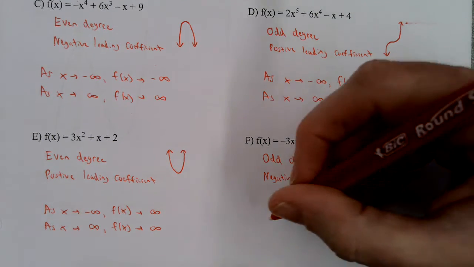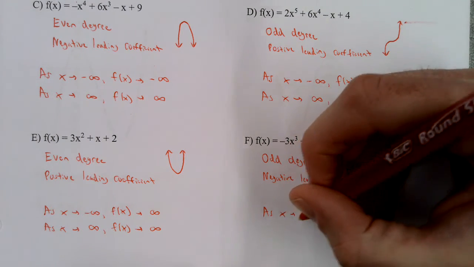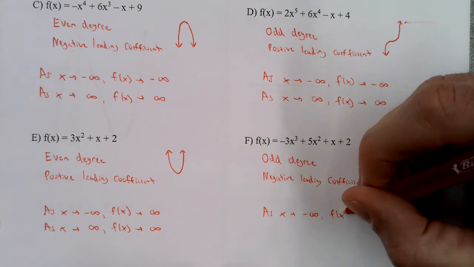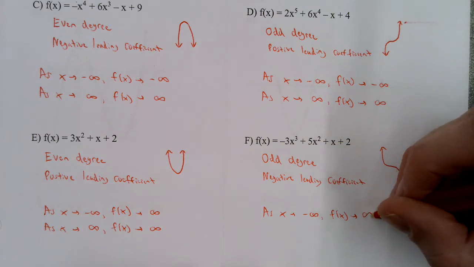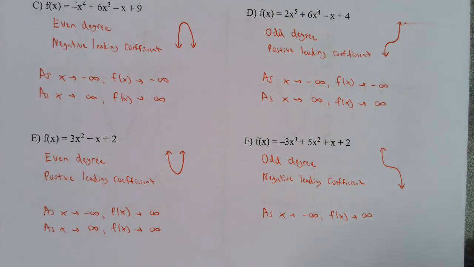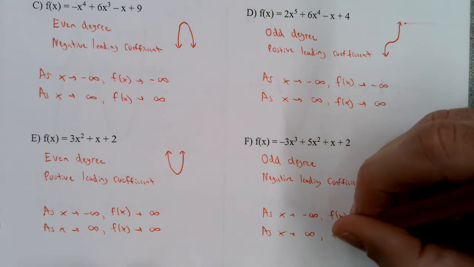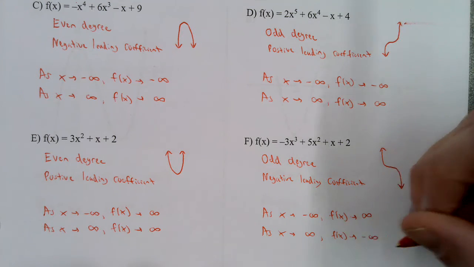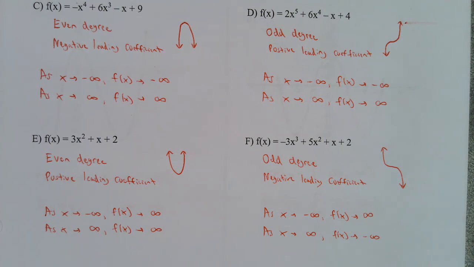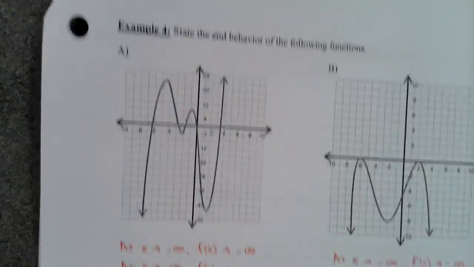And as x approaches negative infinity, you'll see the graph is going up and it's approaching positive infinity. And the other end, as x approaches positive infinity, f of x is approaching negative infinity. And that's the end of that lesson, okay? That lesson was called Key Parts of Polynomial Graphs.